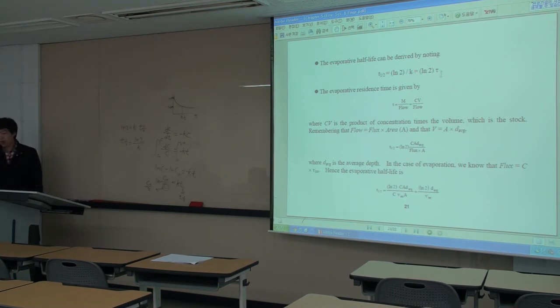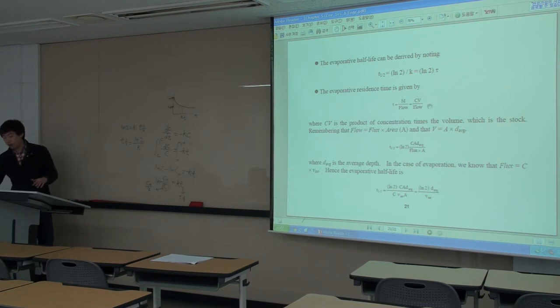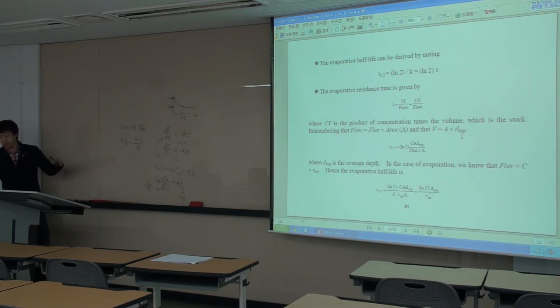And 1 over k is the same as tau. And tau's definition is like this. The mass is divided by the flow. And mass is the same as C times V, concentration and the volume. And the flow is the flux multiplied by the area. And this volume is the area multiplied by the average depth. So just input this data right here.